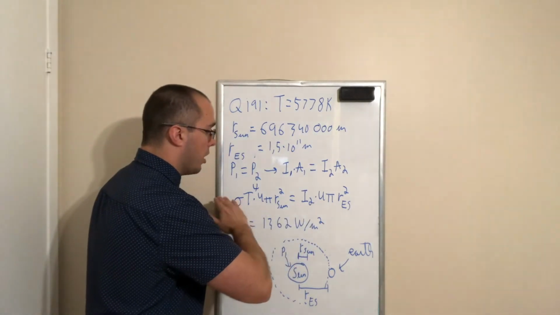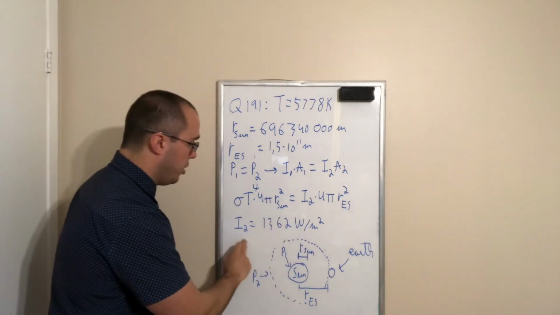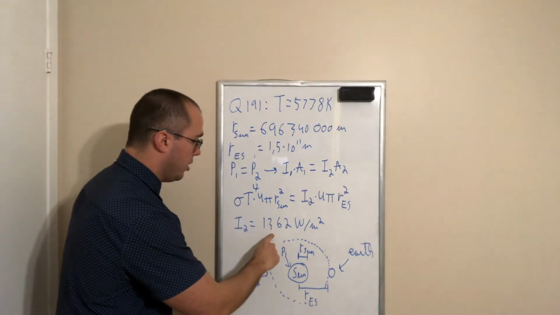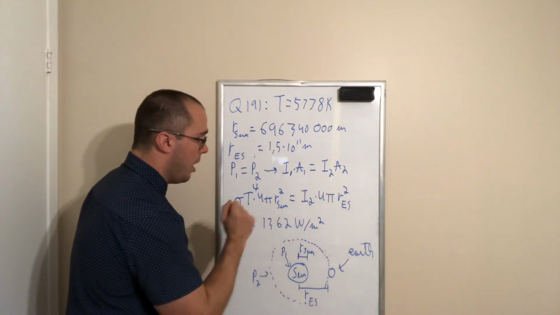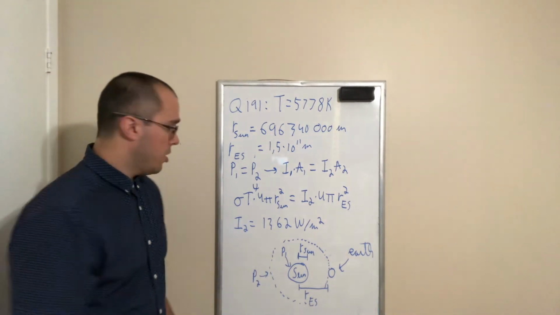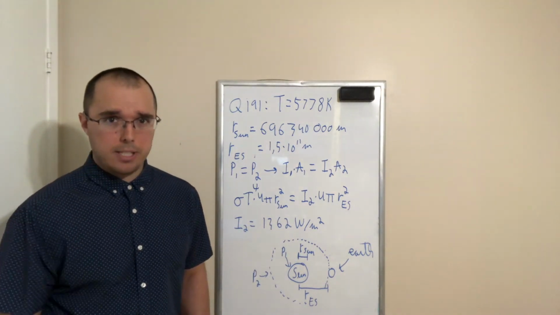At this point, we have all the values we need. We only need to isolate I2. Once we do, and we calculate everything, we end up with a value of 1362 watts per meter squared. The true value is 1320 watts per meter squared, so it's a really close approximation.